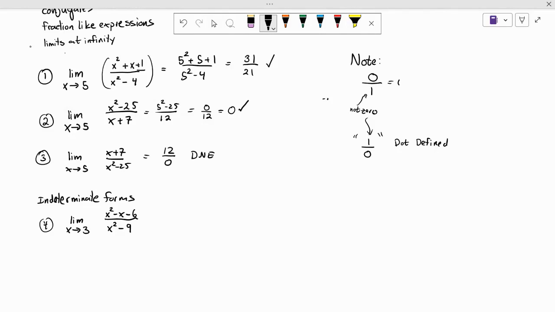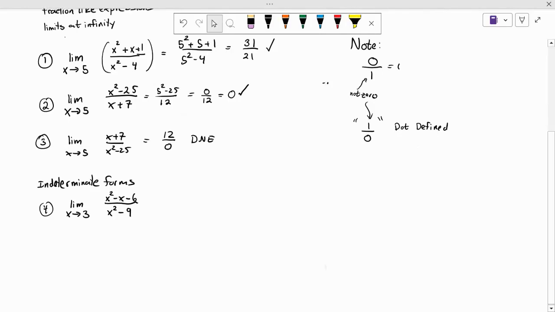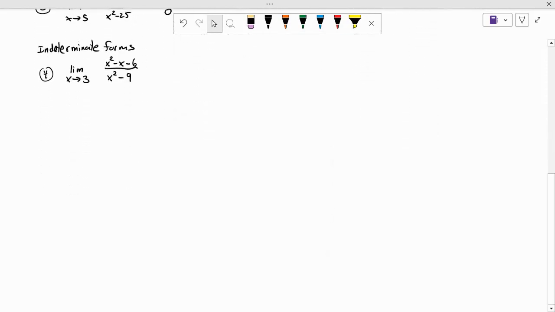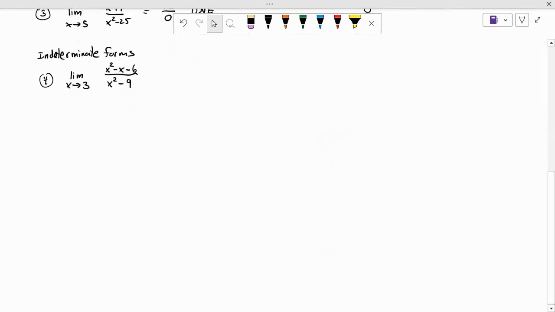Okay. Right, so try to evaluate that limit directly by letting x go through.